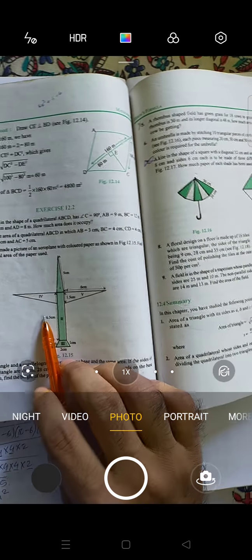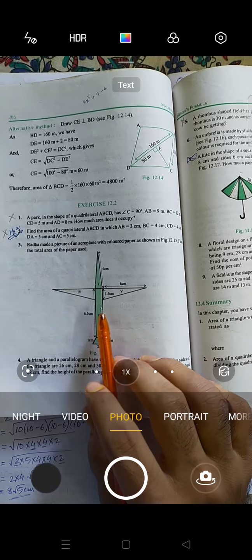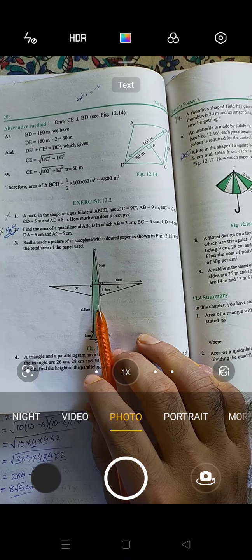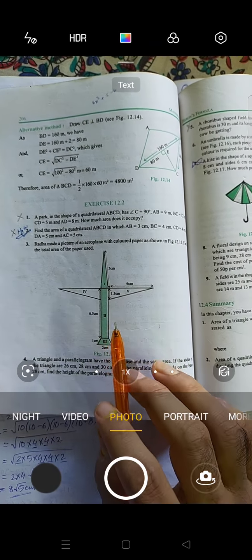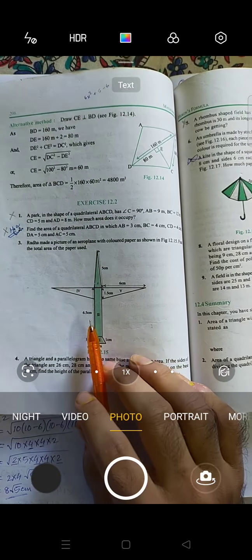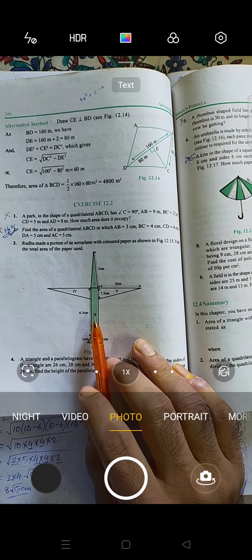Now question number 3 is left out. This question hardly comes in the exam because it is very long. So you will try this question on your own, and I will help you with how to do it.